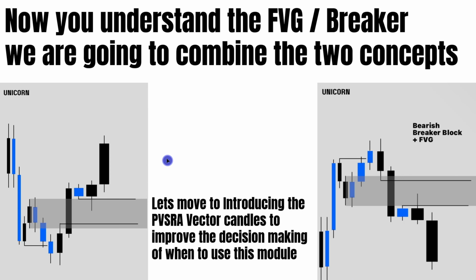Okay, so now that you understand the fair value gap and breaker block, we're now going to combine the two concepts, which is going to give you the unicorn model. This is the best model that ICT's ever come up with. It makes the most sense when it comes from a liquidity standpoint. Makes the most sense when it comes to market maker traps. It just makes the most sense in my opinion, and it works.